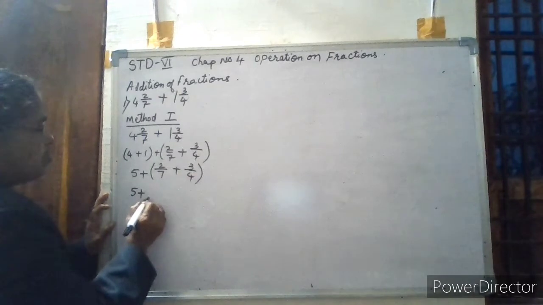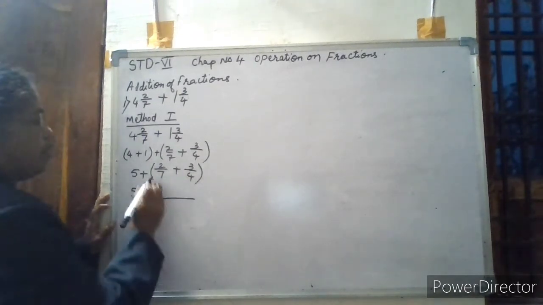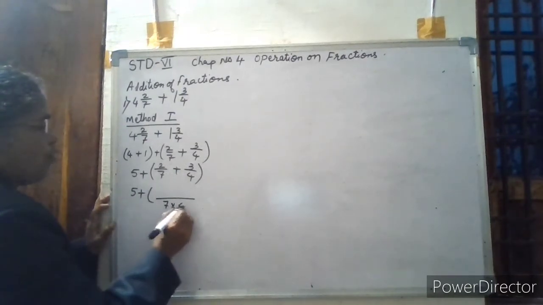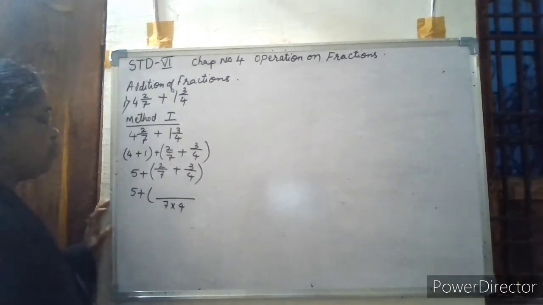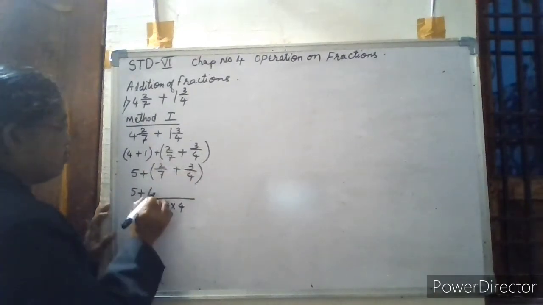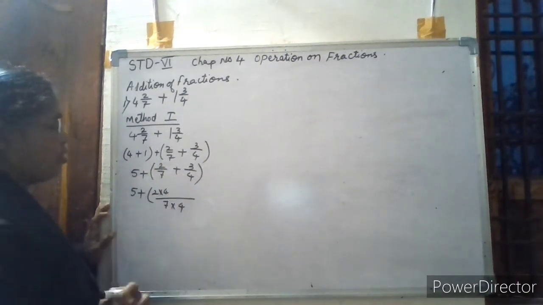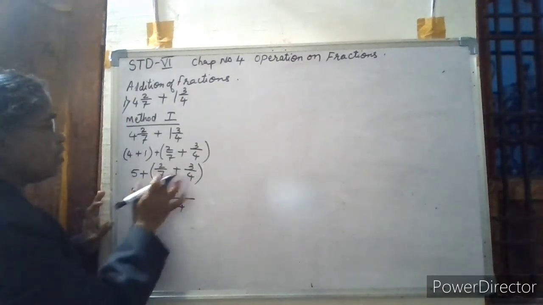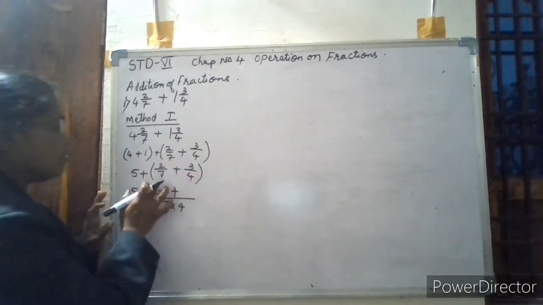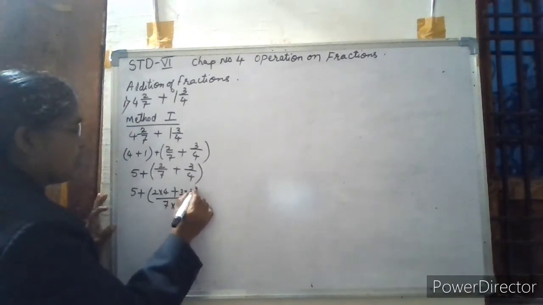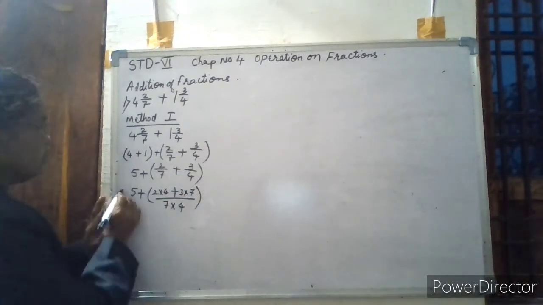5 plus, we will take it this way. 7 and 4 are the denominators. 7 into 4, write the common denominator. Now this becomes the common denominator, 7 into 4. Then this cross with this, 2 into 4, plus sign in the middle, then 3 into 7. This cross first, then this cross second.